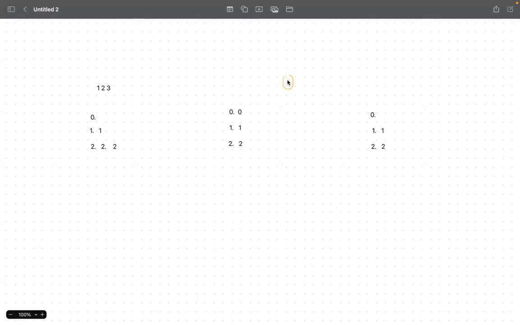So what I'll be doing is just copying it here, and then the maximum groups will be this one, then this one is the second group, and then the third group will be this.